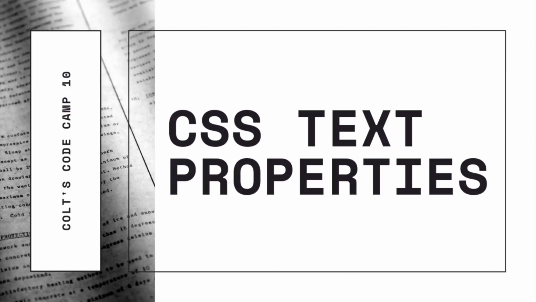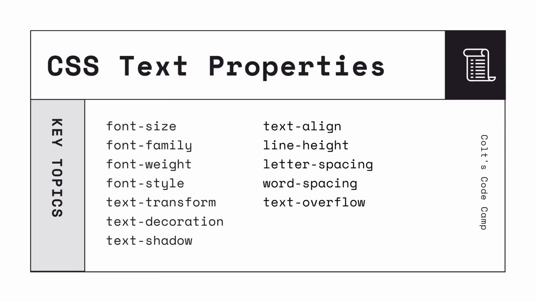Today we're talking about CSS text properties, of which there are quite a few. We're going to cover things like font size, font family, font weight, font style, text transform, text decoration, text shadow, text align, line height, letter spacing, and word spacing. Whew! Quite a few different properties.